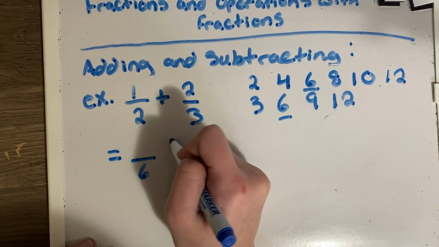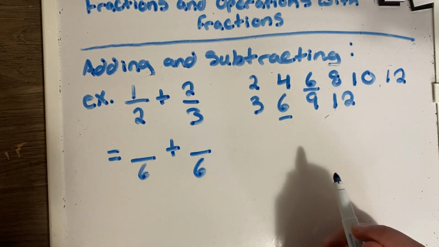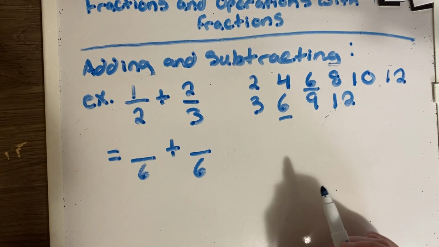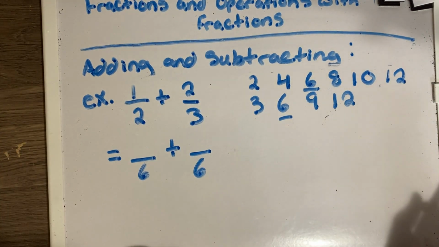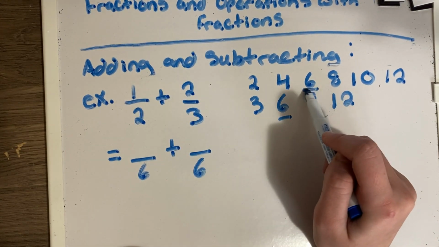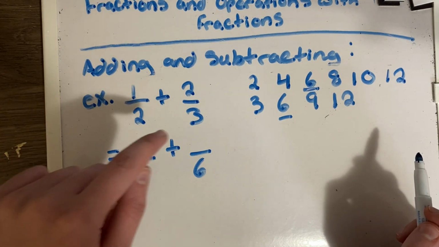So we're going to make 6 the denominator for both. Now we've got to look at the numerator, because whatever you do to the bottom, you've got to do to the top, and vice versa. So in order to get from 2 to 6, well, 6 is third in the 2 multiple number line. So 2 times 3 is 6.